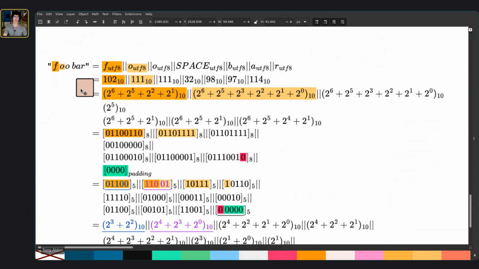So we have foo bar. This is the F in UTF-8, and the double bar is for the concatenation of all those elements. So here we just write it that way. Now, F, in UTF-8 and in ASCII, is the number 102. The same for O, which is 111, space is 32, B is 98, A is 97, and R is 114.